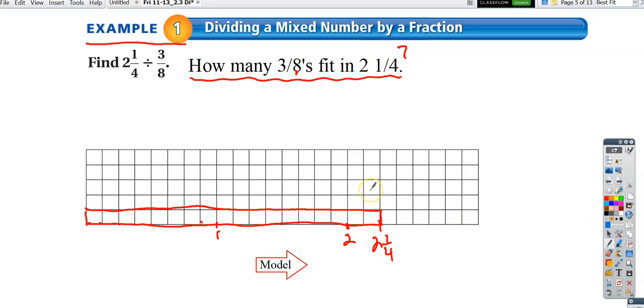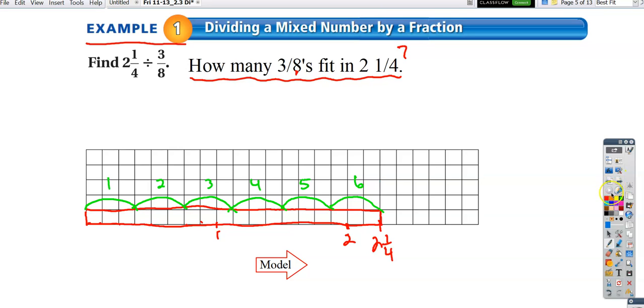Okay, so I made my rectangle, there are 2 1/4 inches or feet, and I'm trying to count the number of 3/8 inside. So I can just start here and count 3 at a time. 1, 2, 3. There's 1. 1, 2, 3. Now I'm up to 2. 1, 2, 3. Now I'm up to 3. 4, 5. Luckily this went in evenly, so you can see that there are 6 groups of 3/8, or 6 3/8 fit inside of 2 1/4.